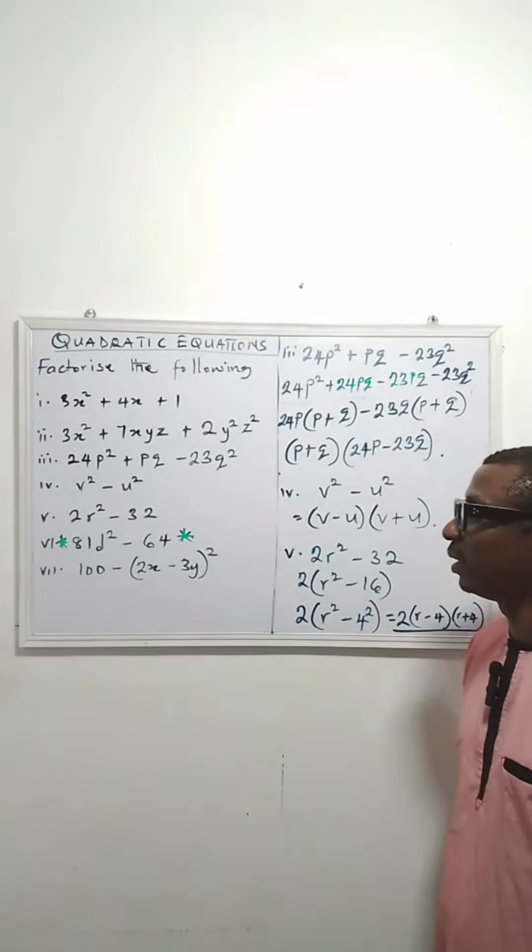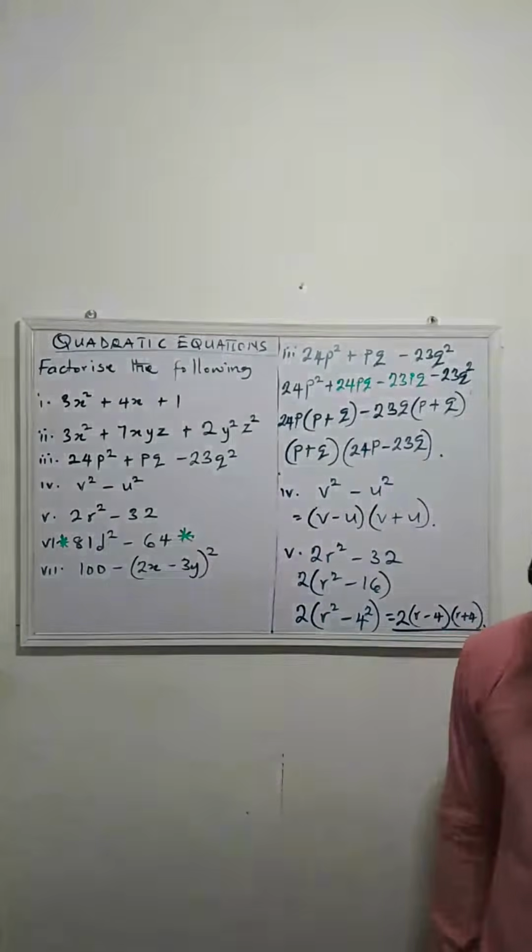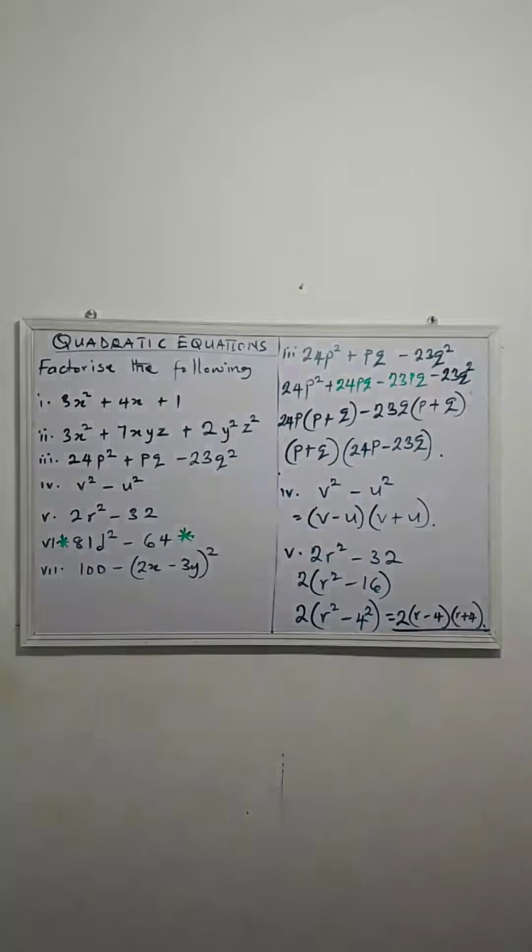Factorize 81d squared minus 64. So how do you do that? What is the answer to that problem? Let's see.